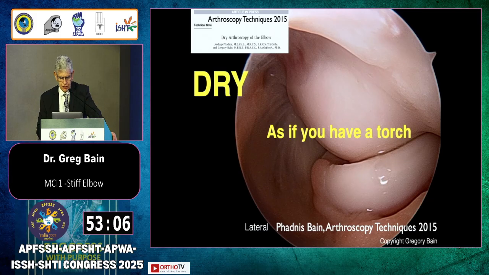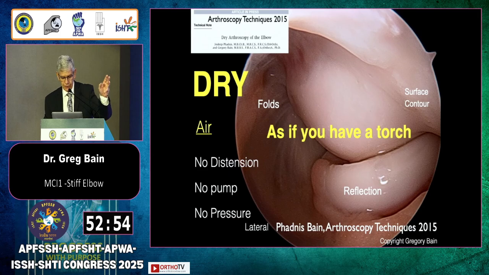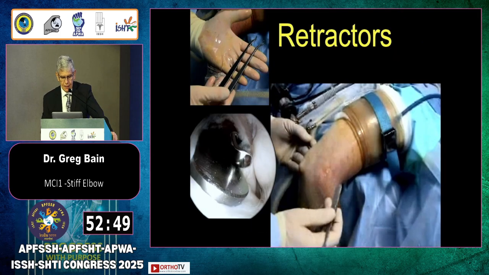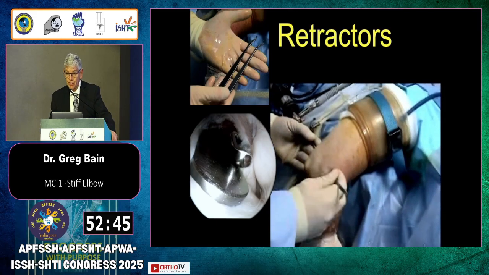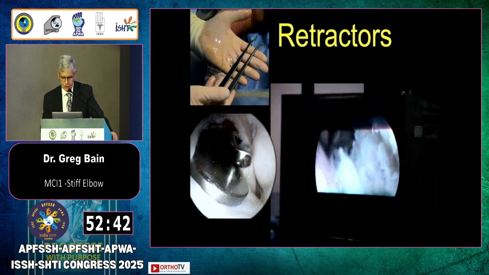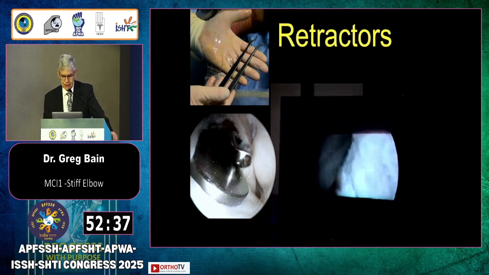So basically with a dry scope, it's almost like having a torch looking inside the joint, and you can see all the reflections around the articulation more clearly. It's not with distension, it's not with a pump. We're not going to get an air embolus, but we do that because we can get a better understanding. And we would often use retractors because we don't have the distension. We use retractors to help retract the soft tissues out of the way, as seen here. There are some groups that are starting to use carbon dioxide in the same way as you would do with laparoscopy, and that may be something that you can look at in your practice.